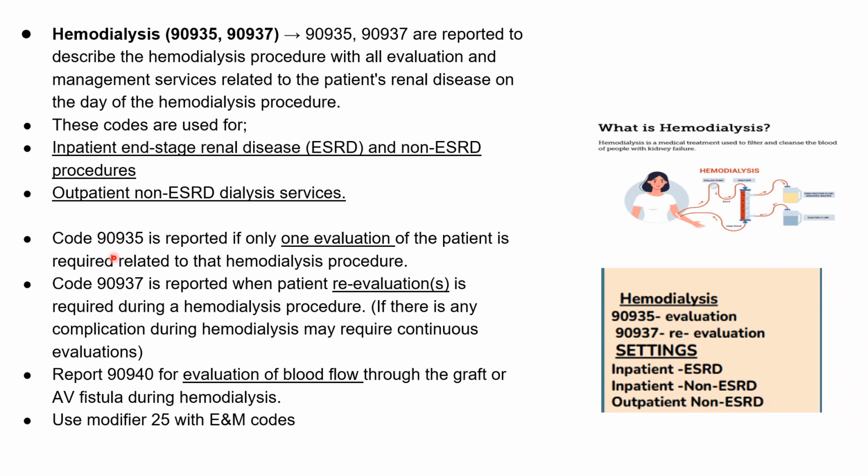In that, 90935 is reported if only one evaluation of the patient is required related to the hemodialysis. 90937 is reported when the patient's re-evaluation is required during the hemodialysis procedure. And 90940 is for the evaluation of the blood flow. If an E/M service is separately given, then we use modifier 25. So this is very important, that there are two hemodialysis codes, and there is a third code also, and in which setting we use them.